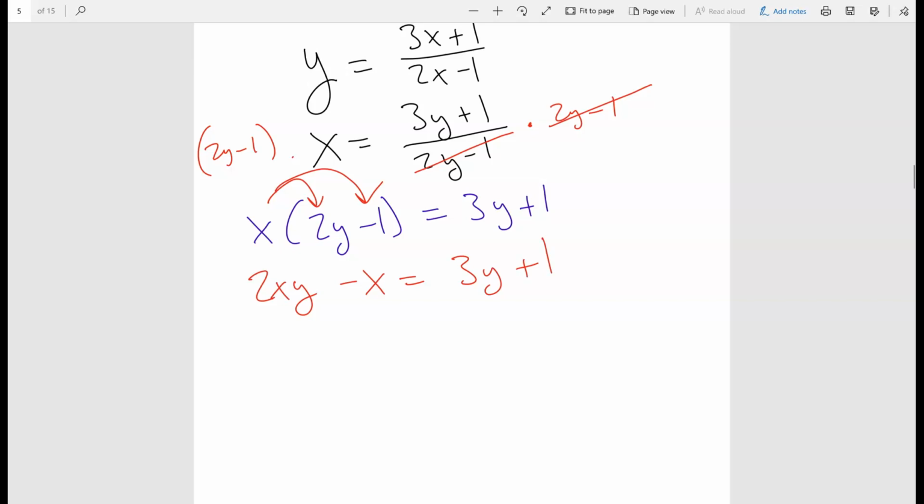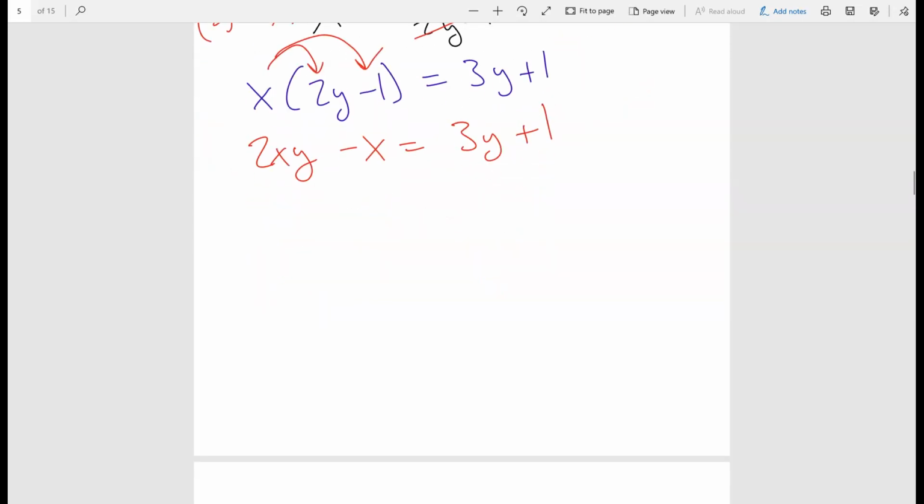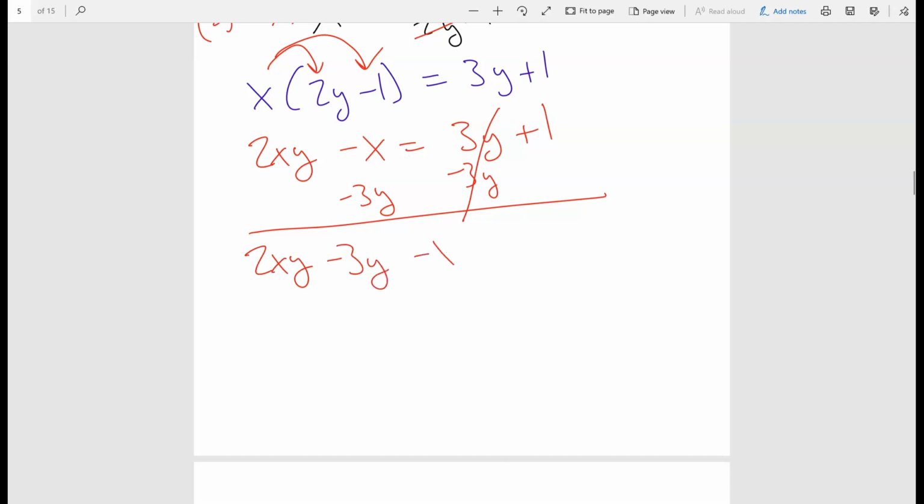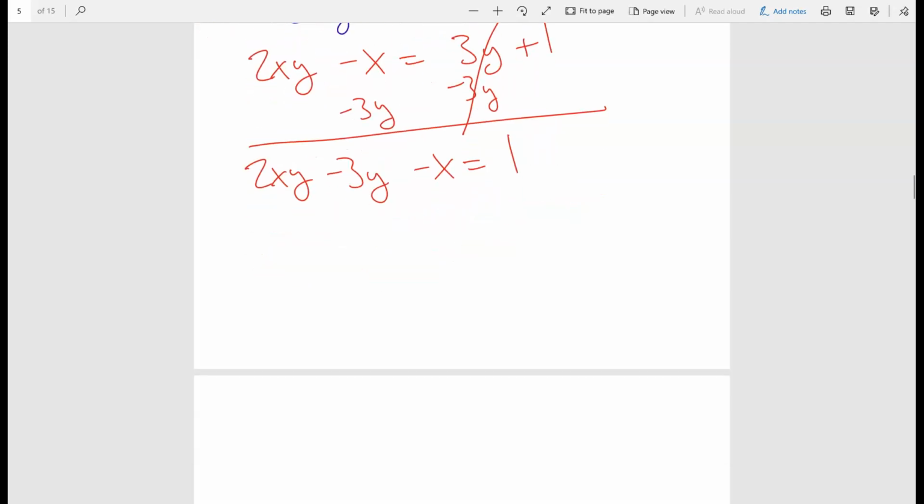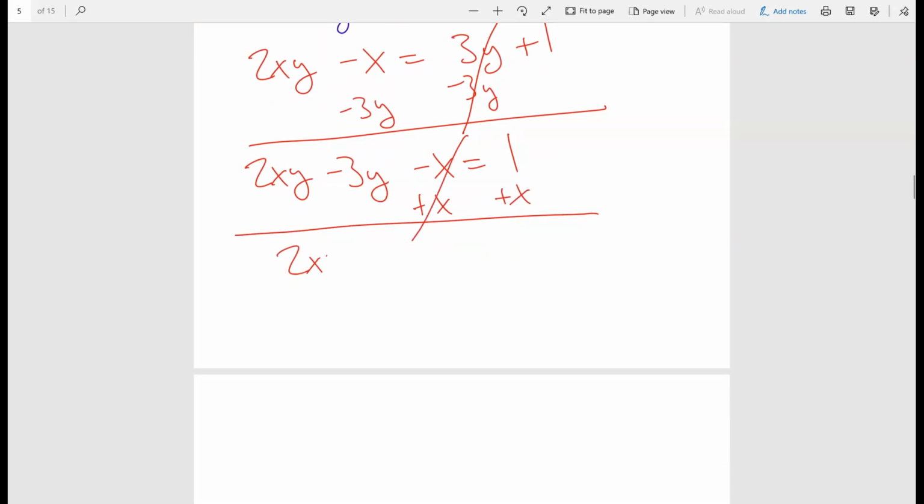Okay, so now let me move all the y's together. So let me move this 3y over, so I can put all of my y's together. So I have 2xy minus 3y minus x is equal to 1. And now let me move that x over because this x doesn't have a y. So I have 2xy minus 3y equals x plus 1.